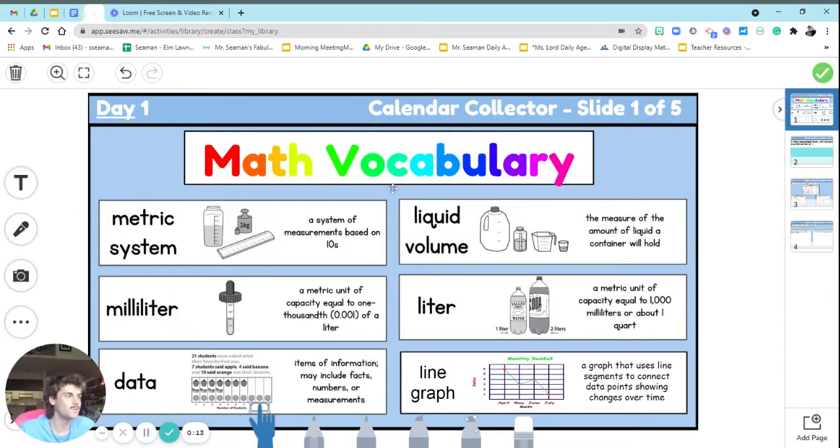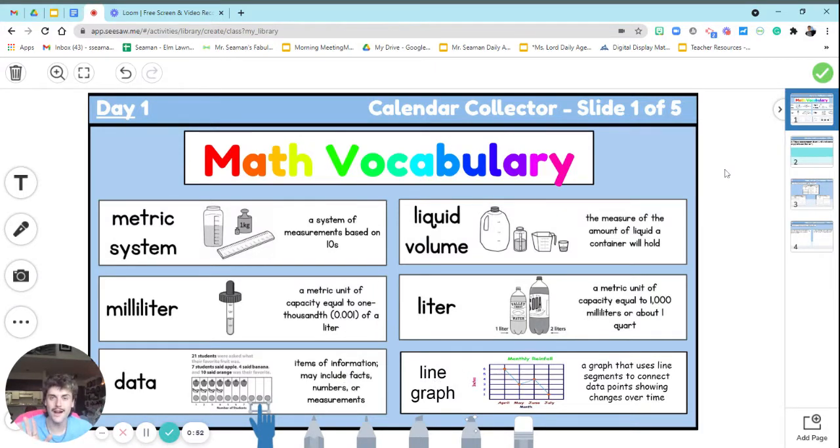So as you can see, we have math vocabulary here. We've seen a few of these terms plenty of times, and a few we've heard but might not have looked into. A few of them are the metric system, which is a system of measurements based on tens. There's liquid volume, the measure of an amount of liquid a container can hold. There's milliliter, liter, data, and line graph. Some of them we may be newer to, like data and line graph.